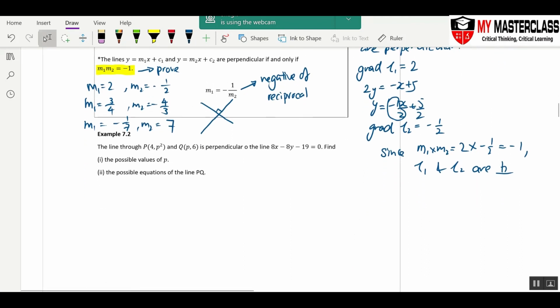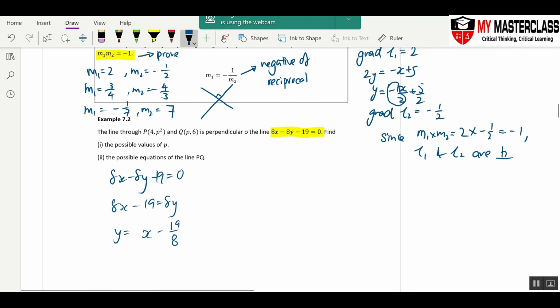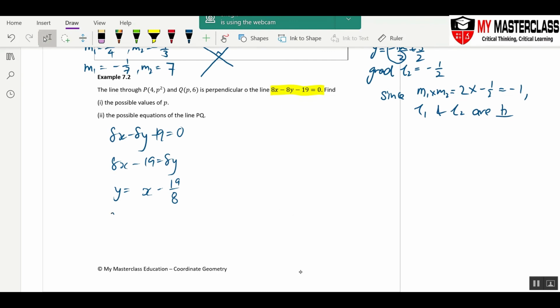The line that passes through P and Q is perpendicular to this line. Can we read off the gradient from here? We can't. So we write down 8x minus 8y minus 19 equals to 0. Let's make y the subject. 8x minus 19 is equals to 8y. Y is equals to, divide by 8, x minus 19 over 8. So the gradient of this line is equals to 1.